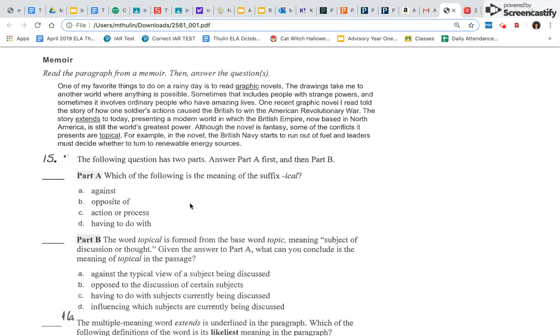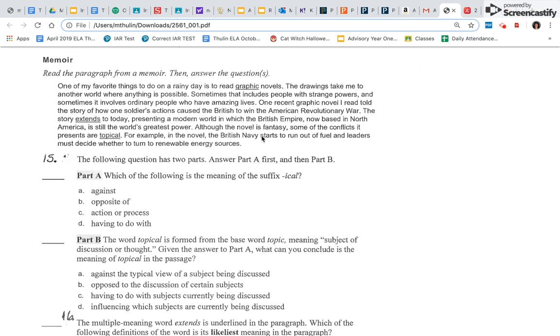Read the paragraph from a memoir, then answer the question. One of my favorite things to do on a rainy day is to read graphic novels. The drawings take me to another world where anything is possible. Sometimes that includes people with strange powers, and sometimes it involves ordinary people who have amazing lives. One recent graphic novel I read told the story of how one soldier's actions caused the British to win the American Revolutionary War. The story extends to today, presenting a modern world in which the British Empire, now based in North America, is still the world's greatest power.